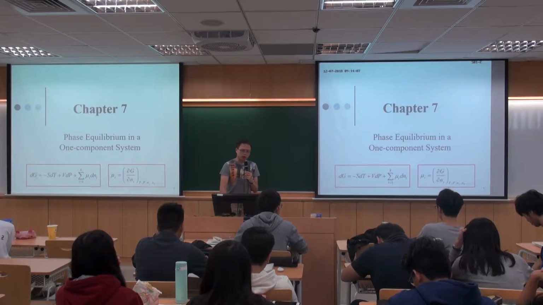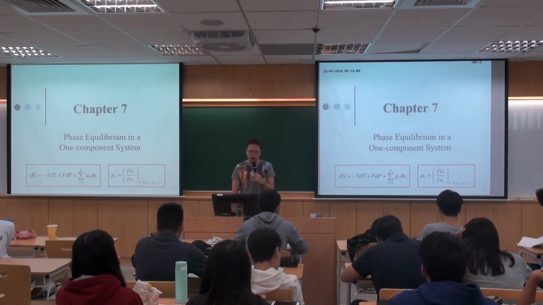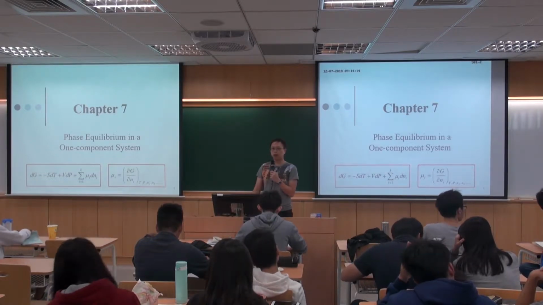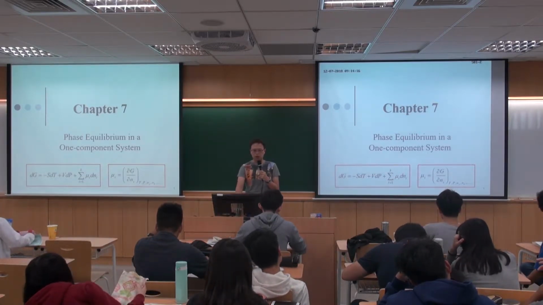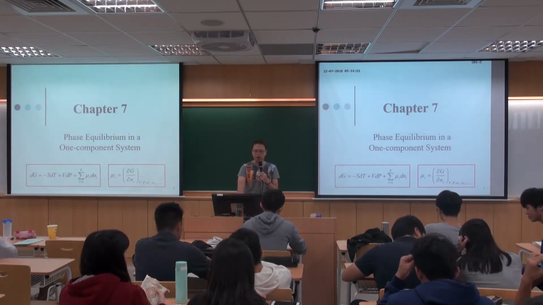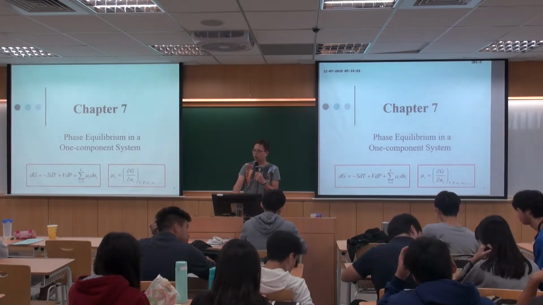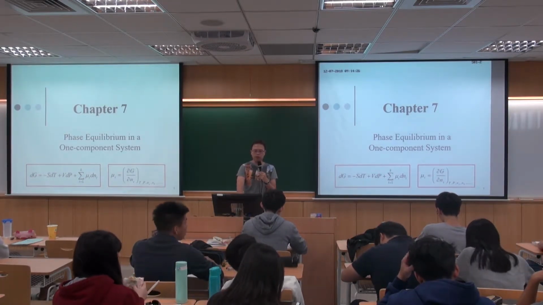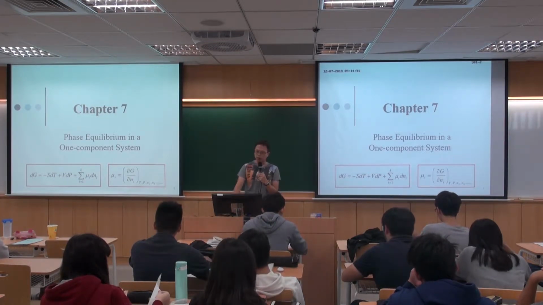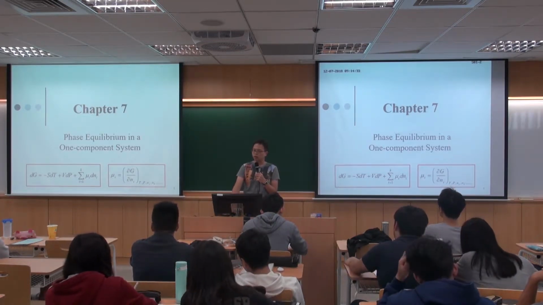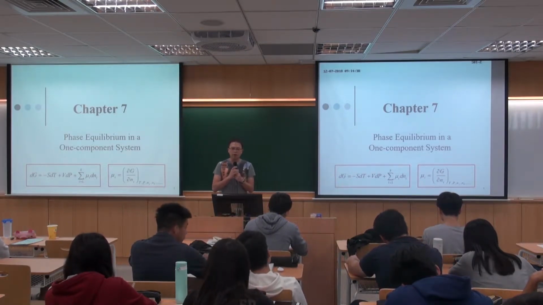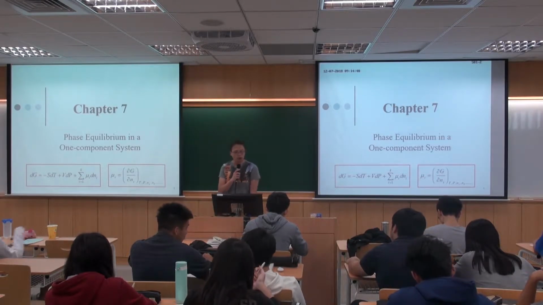Okay. So chapter 7 is about the phase equilibrium, or you can say the phase diagram for a one-component system. And typically when we talk about one-component system, the most intuitive example will be water. If we're using H2O as an example, people typically know, for instance, the melting temperature is 0 degrees Celsius, the boiling point is 100 degrees Celsius. So you have a basic knowledge of what we're talking about.